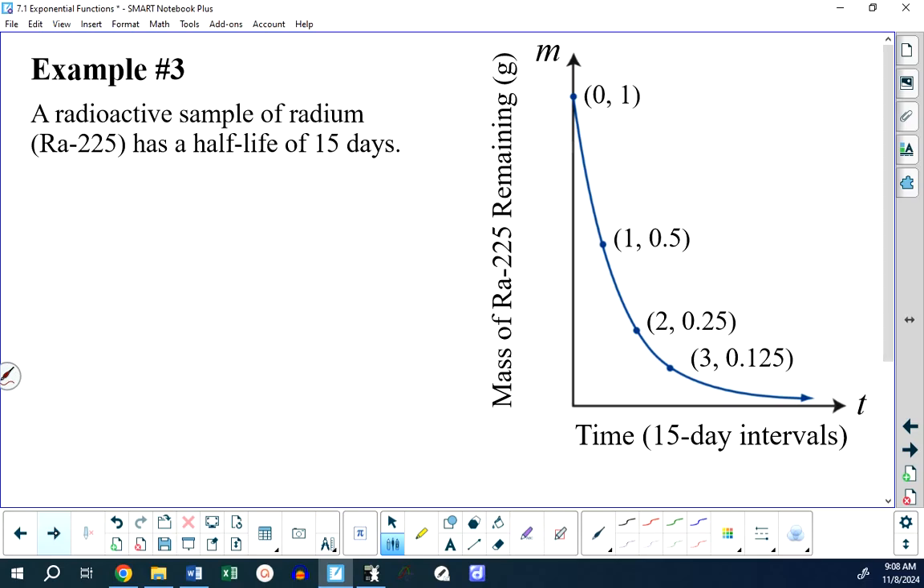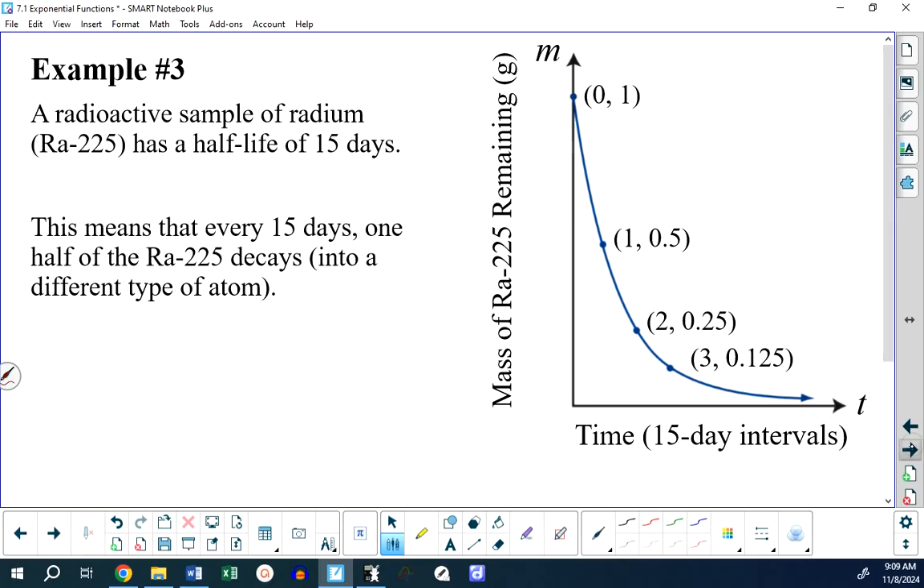I hope you understand that it isn't that you have a certain amount of radium-225 and that amount is fixed and fixed and fixed, and then at midnight at the end of the 14th day, it gets cut in half, right? It's a gradual decline like what I have here. So these numbers on the x-axis, 1, 2, 3, are actually 15 days, 30 days, 45 days. And that's why it's labeled time in 15-day intervals. Once again, it means that every 15 days, 1/2 of the radium-225 will no longer be there. It will have decayed into a different type of nucleus or atom.